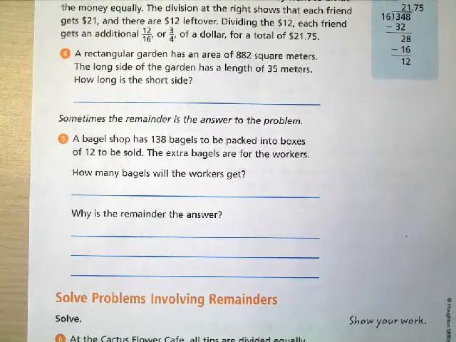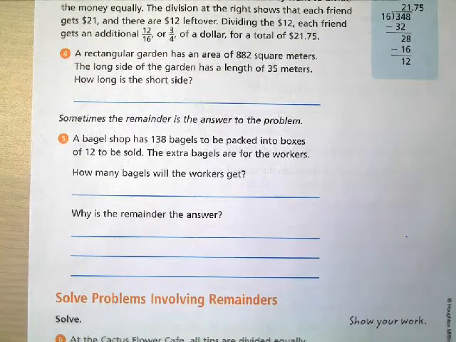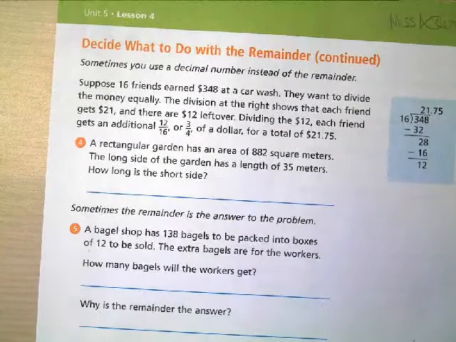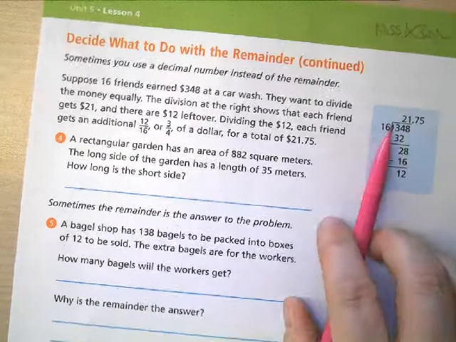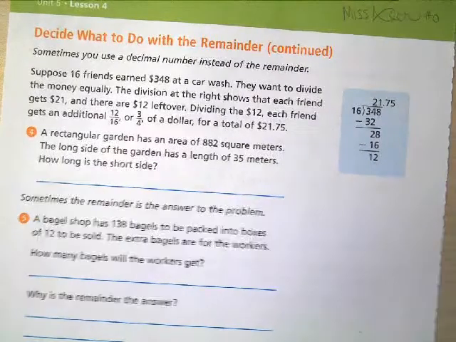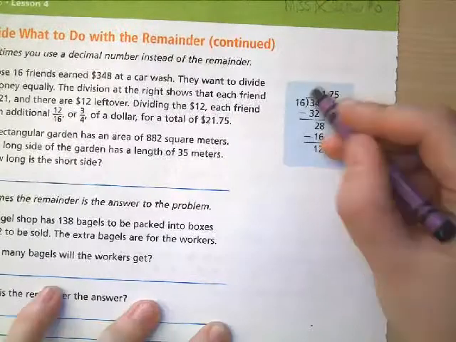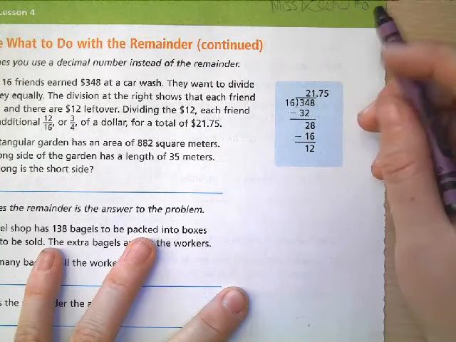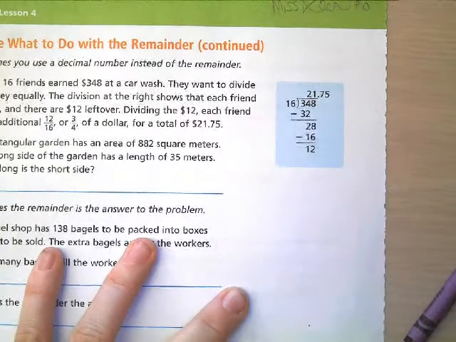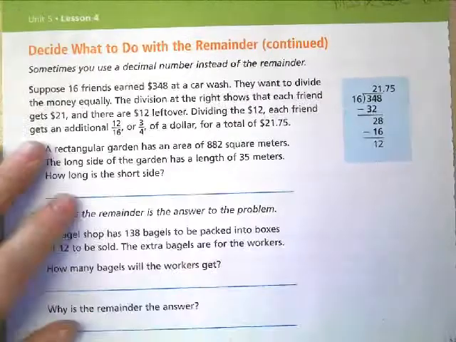It says, decide what to do with the remainder, continued. Sometimes you use a decimal number instead of the remainder. Remember, we were using decimal numbers with the last part of our lesson. I like the example that they give here, but I don't want you to be too focused on it. Actually, it might be good for us to look at it. Let's just take a look at what they've done.